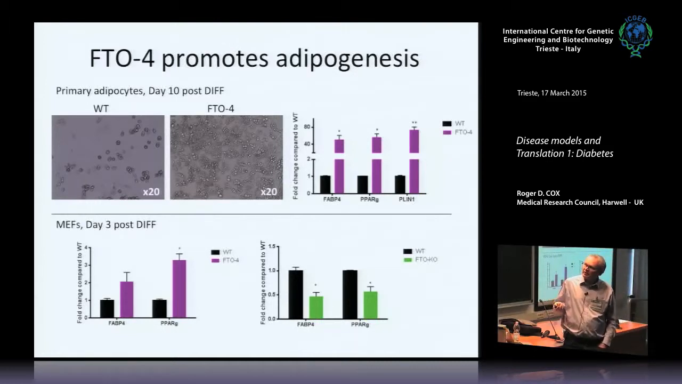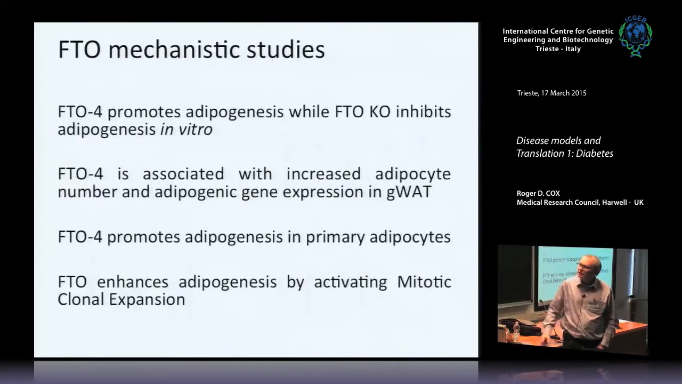If you take mouse embryo fibroblasts out of embryos and do this experiment, you see the same result, because you can differentiate these into fat cells. But if you do it with a knockout, you get the opposite picture. So FTO promotes adipogenesis, while FTO knockout inhibits adipogenesis in vitro. And FTO overexpression is associated with increased adipocyte number and adipogenic gene expression in visceral fat. It promotes adipogenesis in primary adipocytes, and we think it has its impact on the mitotic clonal expansion step.